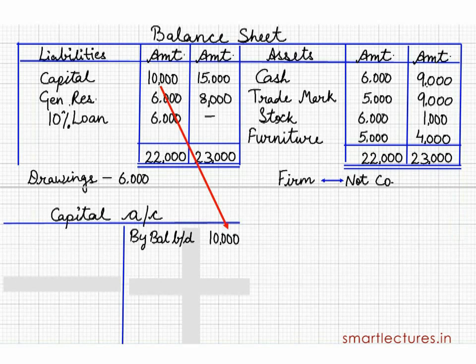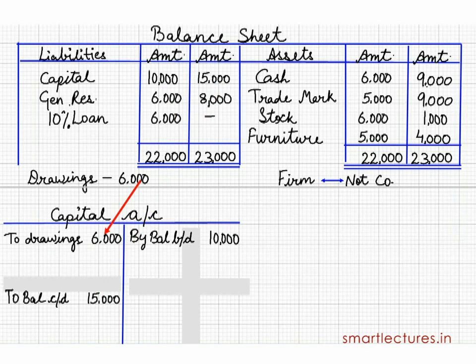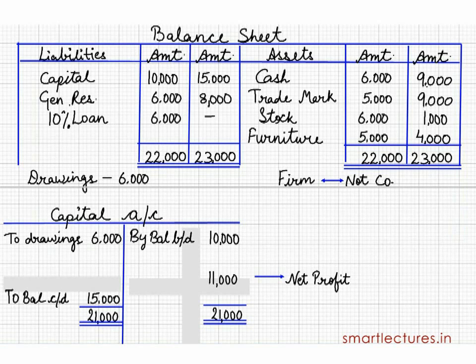Capital account means: by balance BD 10,000, to balance CD 15,000, to drawings 6,000. So the total on the debit side is 21,000, and the same total should be on the credit side, 21,000. So one figure is missing, 11,000. There are two possibilities in the capital account: either it should be net profit or fresh capital. Naturally, it will be net profit because I am not able to find any figure of net profit or loss. It must be net profit of rupees 11,000. So one thing is clear: this firm has made a profit of rupees 11,000 during this year.